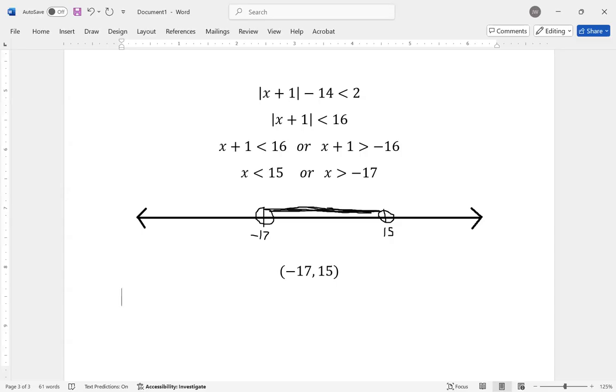So that's the solution to this absolute value inequality. We solve it, we get two equations, and we need to figure out how they interact. In this case, the two numbers broke up our number line into three different regions, and the middle region was the one that we were looking for.